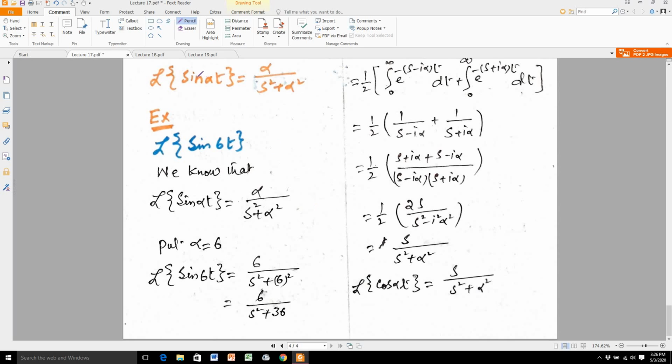So what is the difference between the Laplace of sine alpha t and the Laplace of cos alpha t? When we derive the formula of sine alpha t, the numerator has the angle. When you get the formula of cos alpha t, in the place of the constant you have s. So these are the two distinctions between these two formulas. Here the angle is involved, here the real variable is involved.